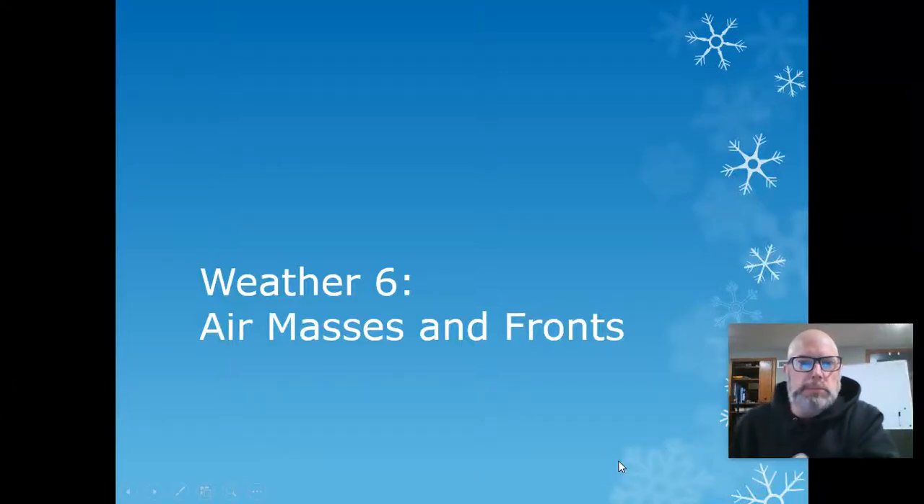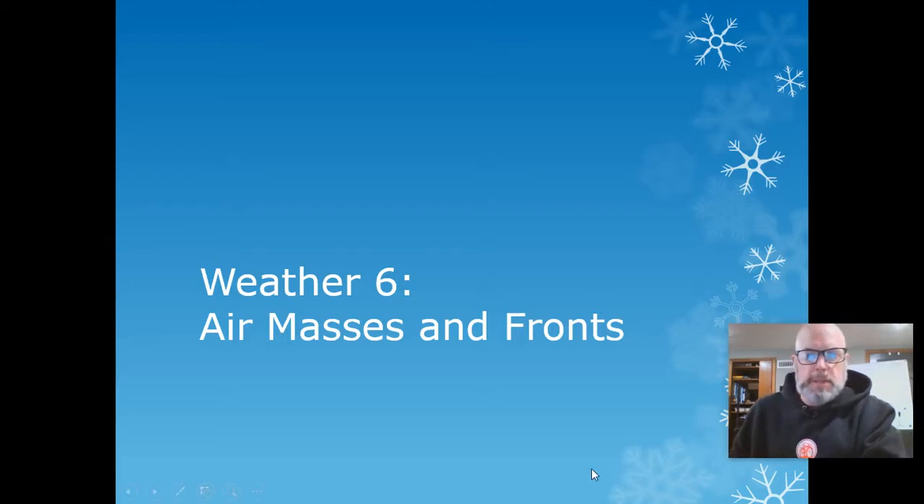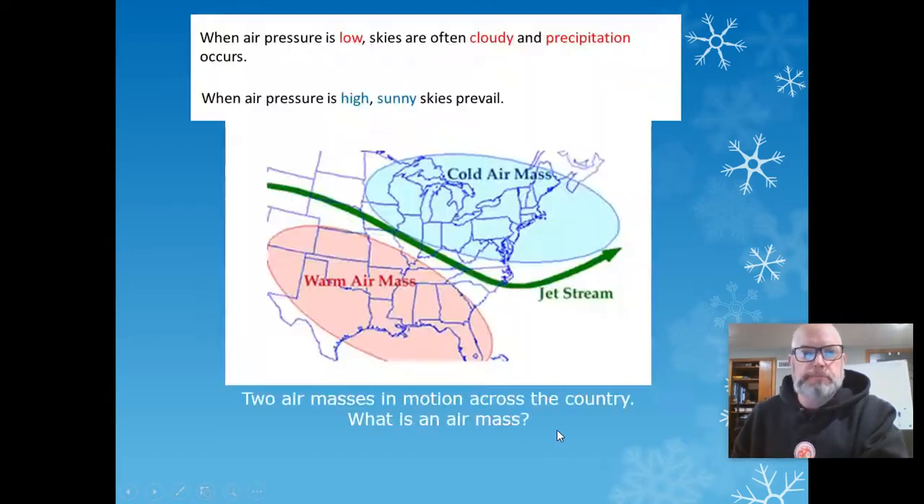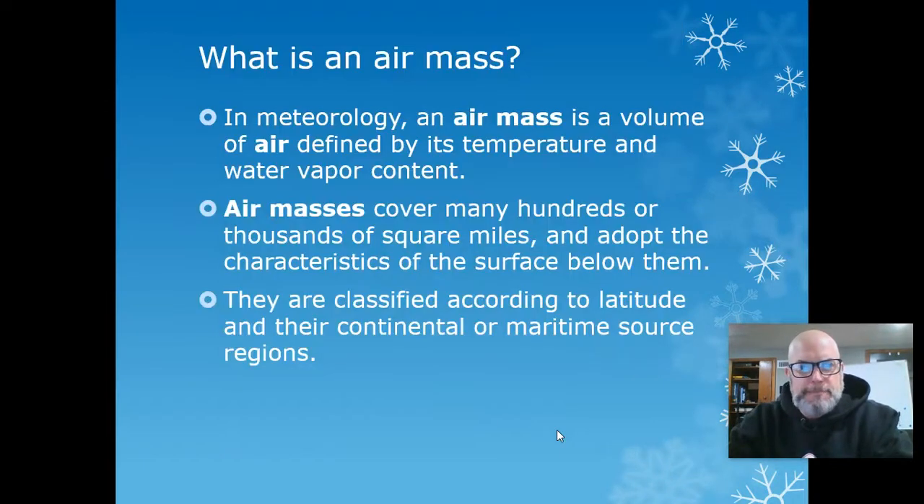Okay. Hello again. Weather 6, air masses, and fronts. So, what we learned before was this. You already know that when air pressure is low, it's cloudy, maybe precipitation. When it's high air pressure, sunny. So, we've got two air masses interacting. So, the question is, what is an air mass then?